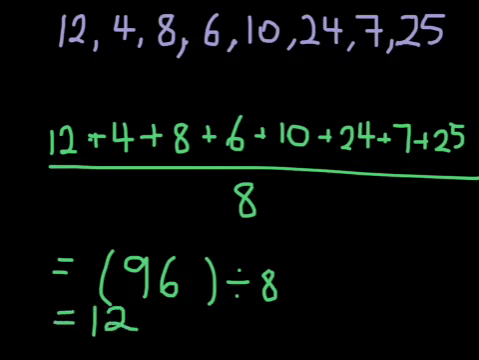Now we won't always get an average that will come out as an integer, as a whole number. We might end up with a decimal, and that's okay. We might just have to round it to the nearest 1 decimal place or the nearest 2 decimal places, or whatever your question asks you for. So let's have a look at another example.